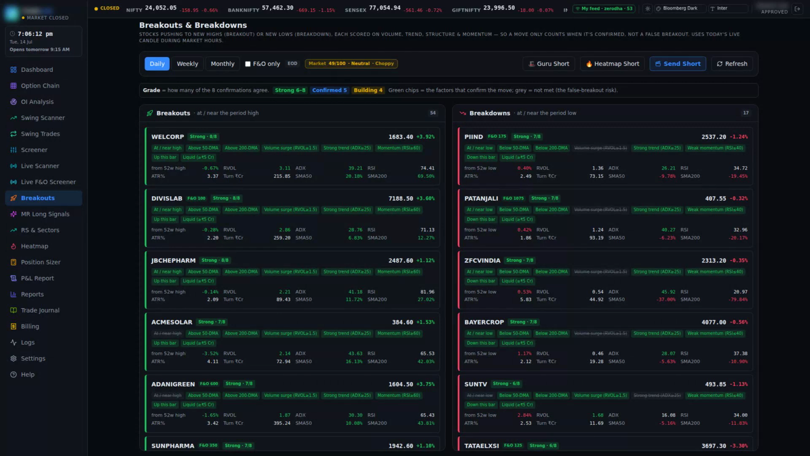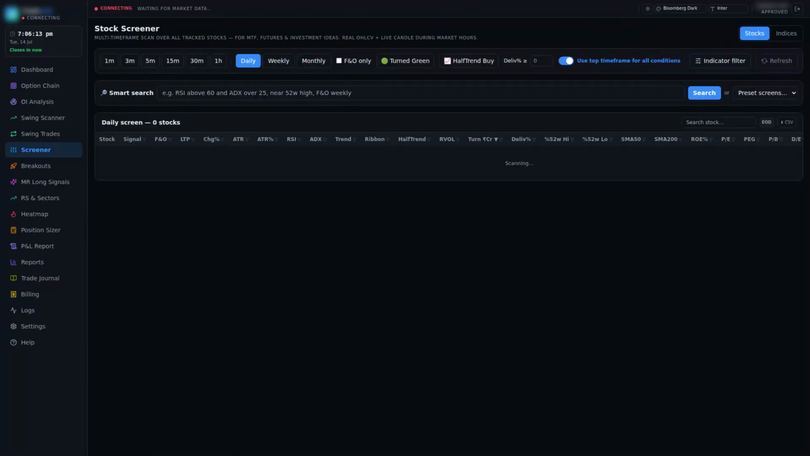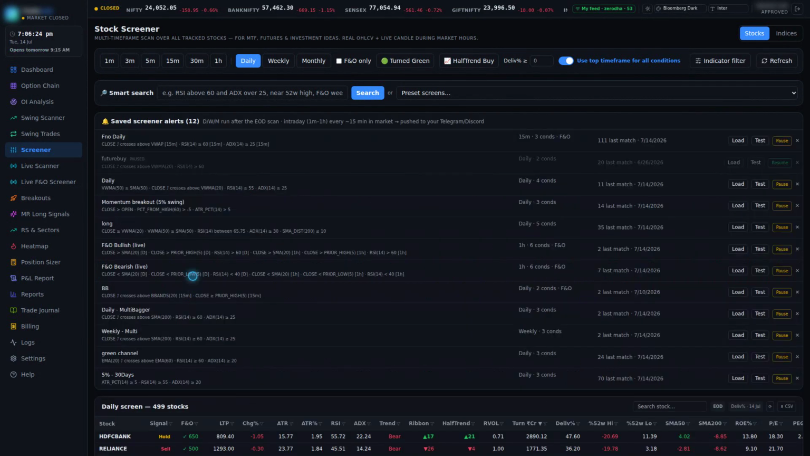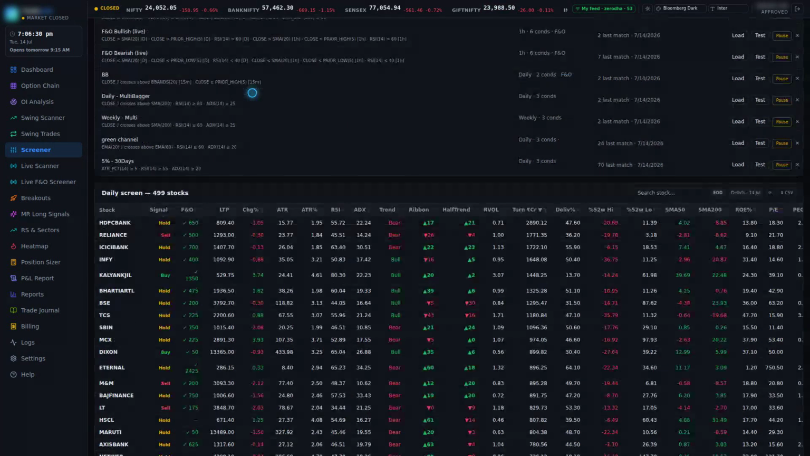Want your own rules? The screener runs any condition across 500 stocks, on any time frame from 1 minute to monthly. Describe what you want in plain English and it builds the filter for you. Save it as an alert, and Telegram pings you the moment a stock starts matching.